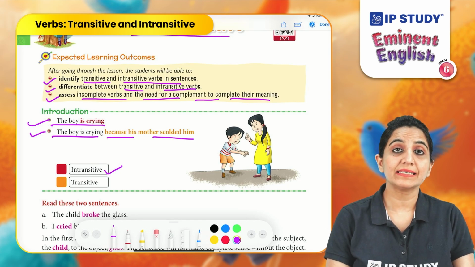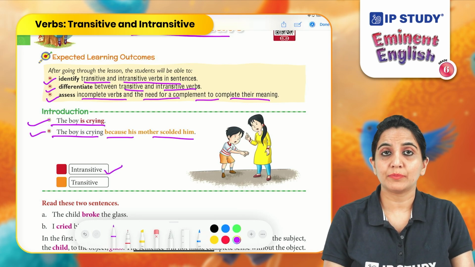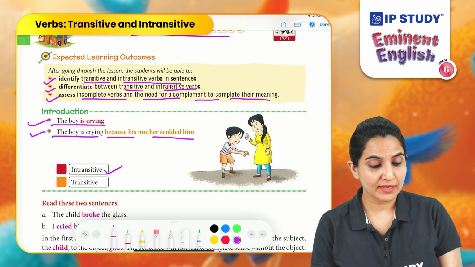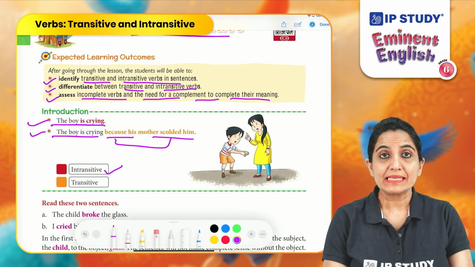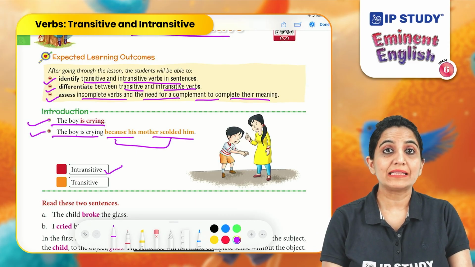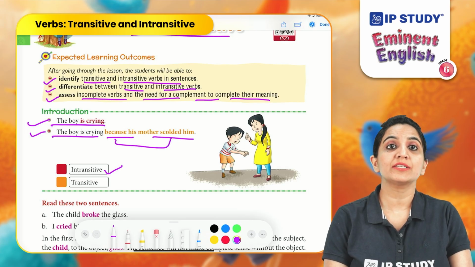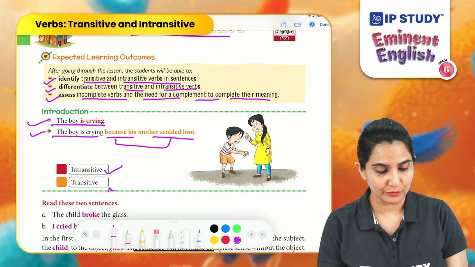Whereas in the second sentence, we stated the reason why the boy is crying. The boy is crying because his mother scolded him. So the part which is "because his mother scolded him", this is an object. So in the second sentence, the verb required an object to complete its meaning. This is an example of a transitive verb.